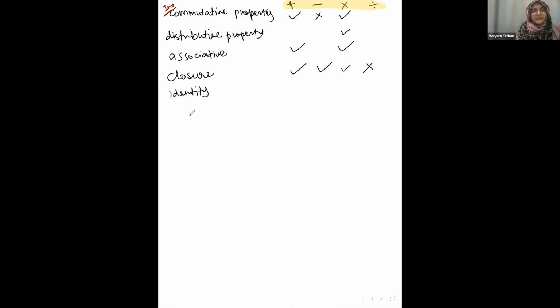Additive identity is 0, and multiplicative identity is 1. Example: 7 multiplied by 1 is equal to 7. Very good.